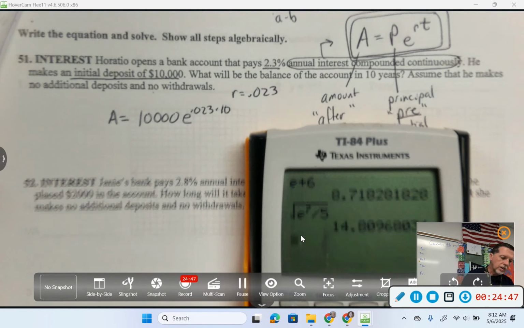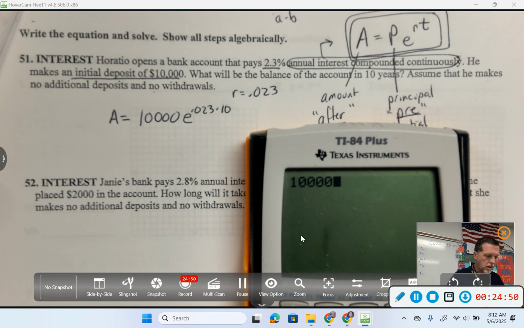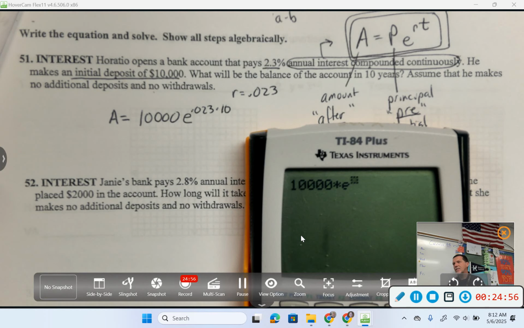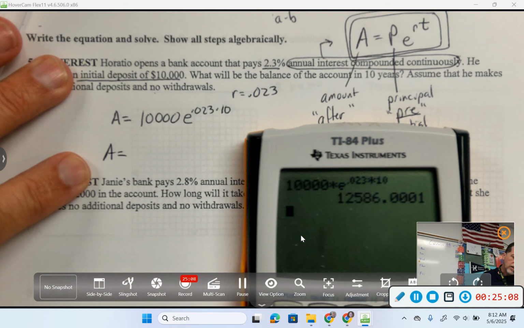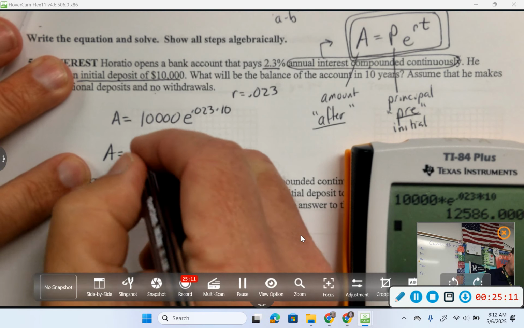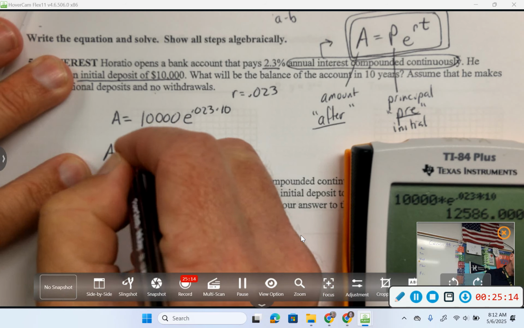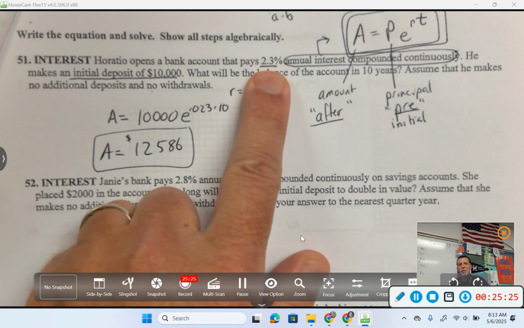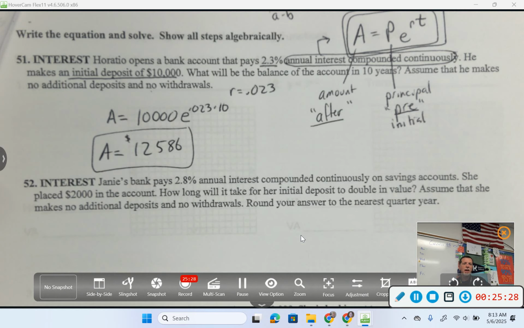And obviously you have a calculator. 10,000. Again, the e to the button is handy, saves you a little bit of time. 0.023 times 10. So in 10 years, he's got $12,586. A gain of $2,000 after 10 years. Not great, but he was only getting 2.3%. So, that's what you get with a bank.